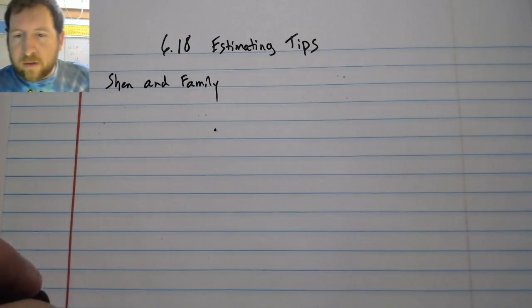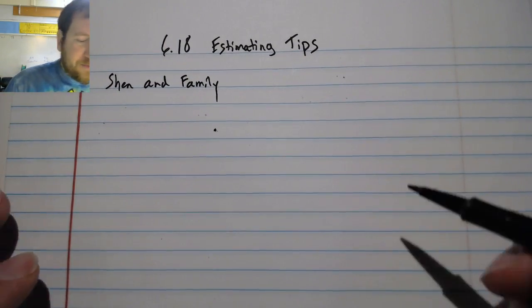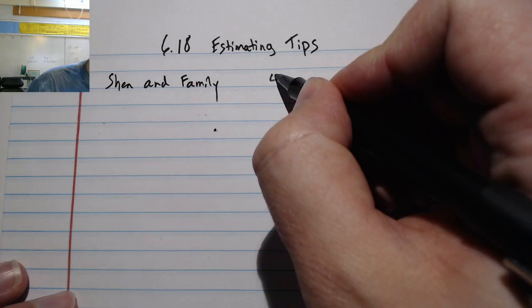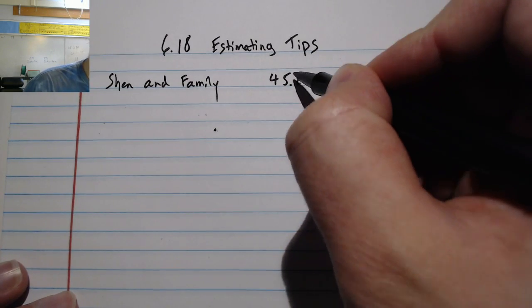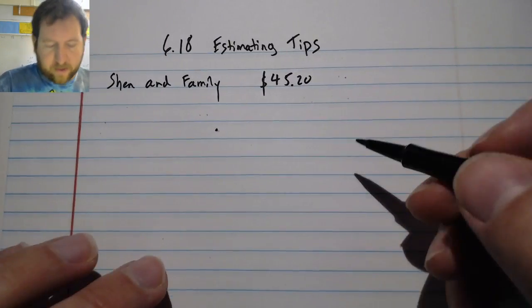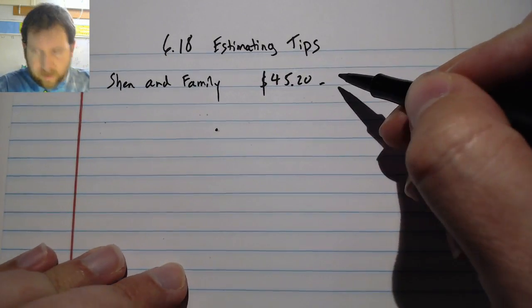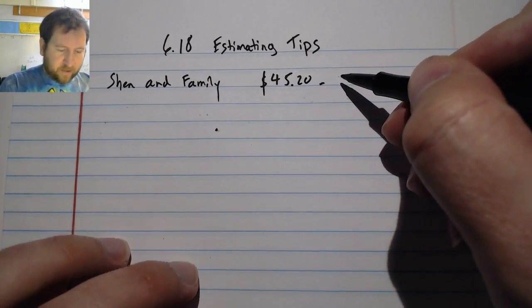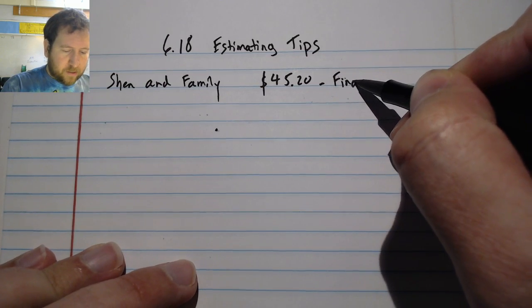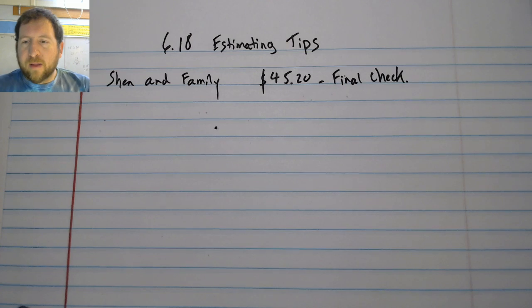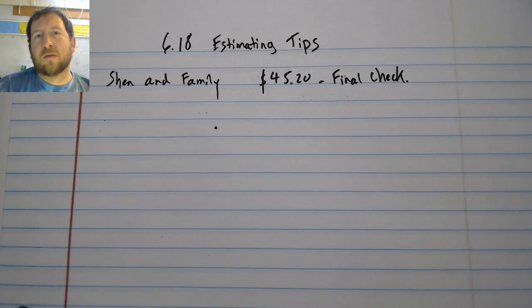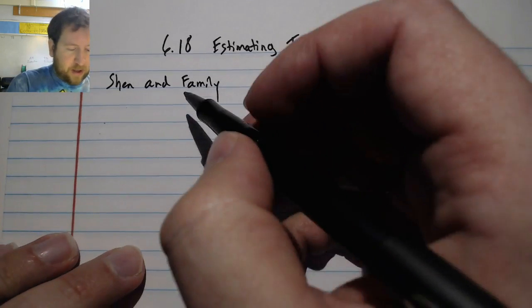They go to a restaurant and the final check is $45.20. Sorry, my camera's in my way. I can't find a good spot to see it. Final check. And they had pretty good service. So how do you add the tip? And how much tip should you add?